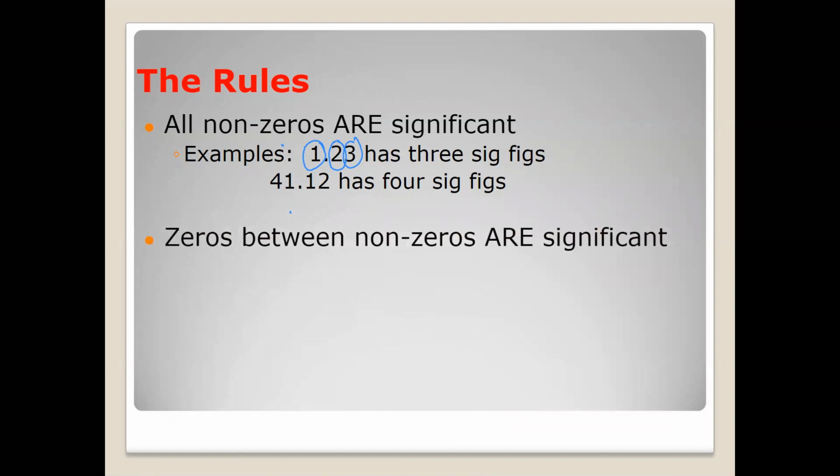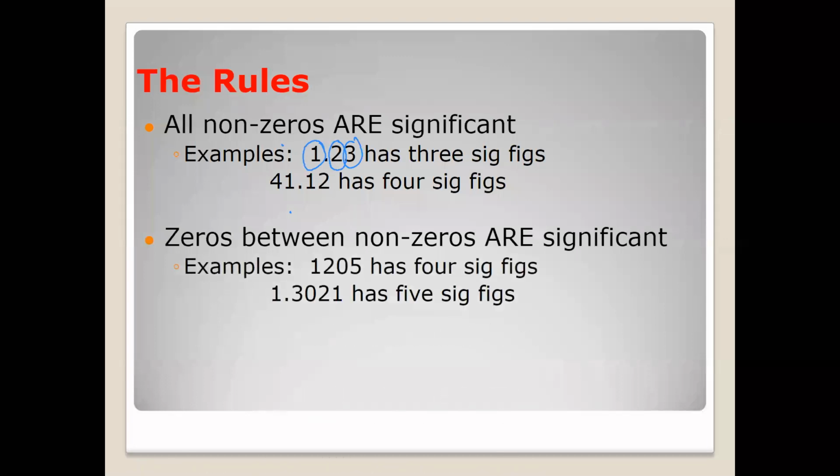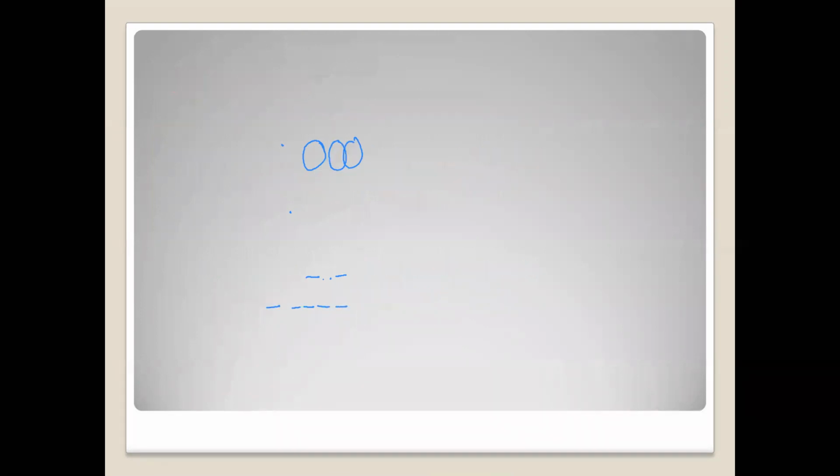Any zeros that happen to be between non-zero digits are also going to be significant. So for example, here, 1205 has 4 significant figures because even though there's a 0, it's between non-zeros. So we have 1, 2, 3, and 4, okay? This one has 5 significant figures, 1, 2, 3, 4, 5. Let me go ahead and erase all that.